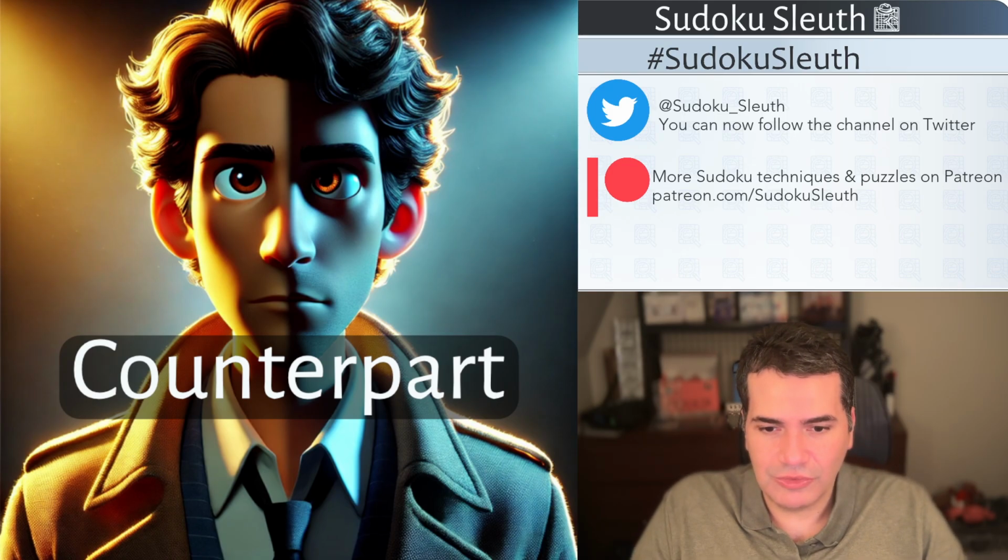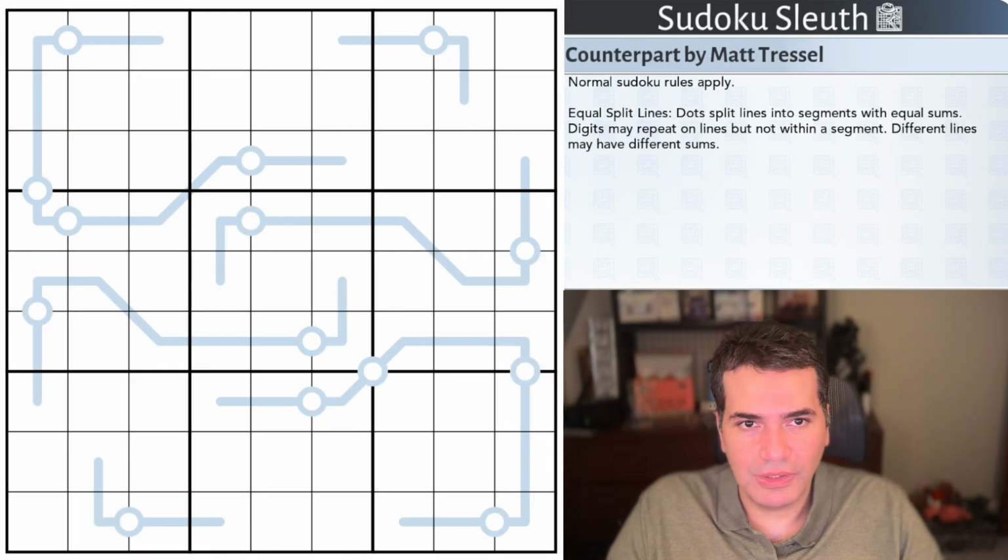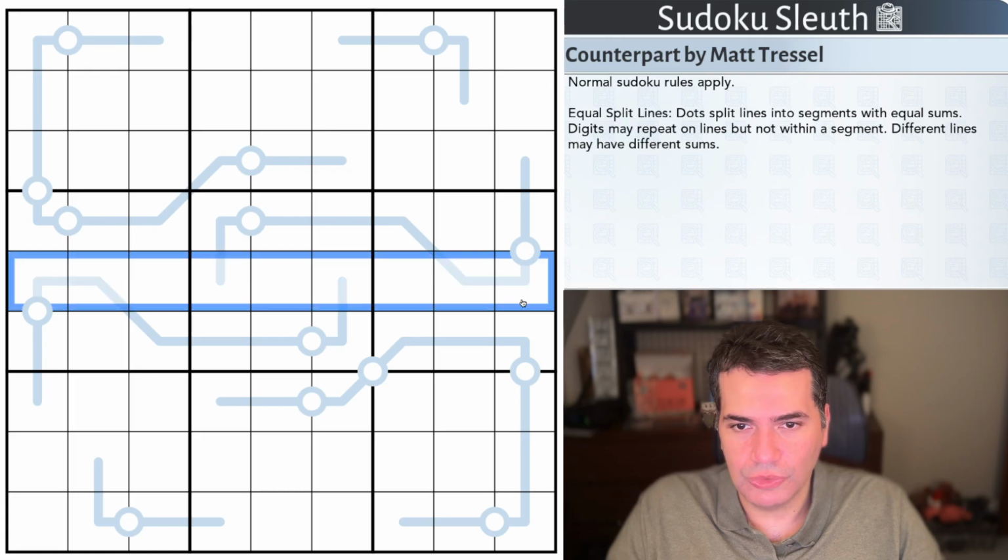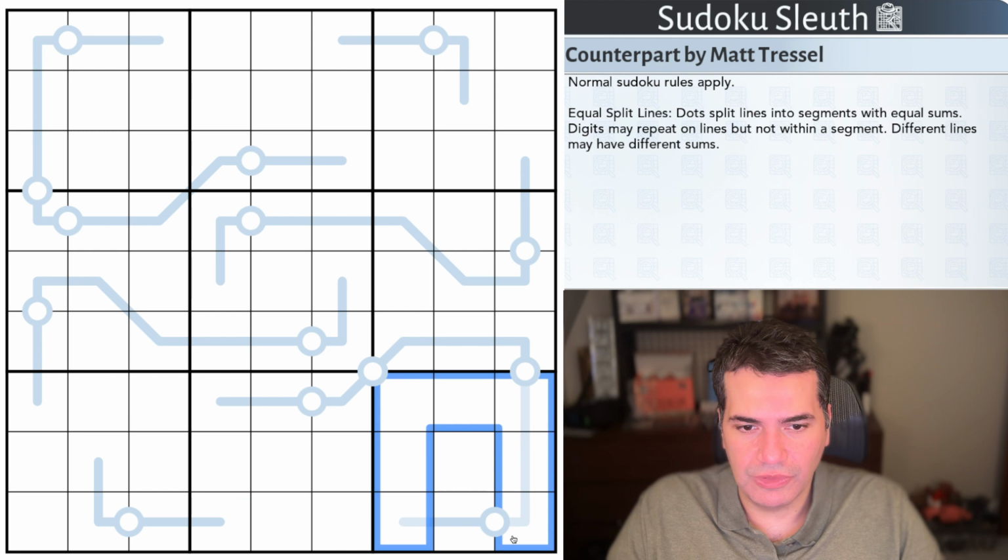Anyway, let's take a look at today's puzzle and rule set with Counterpart from Matt and the following set of rules. First one, just normal Sudoku. Place the digits 1 to 9 once each in every row, every column of course, and every 3x3 box. So nothing unusual here. Here is the twist on the region sum lines.